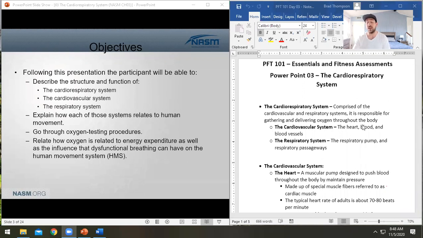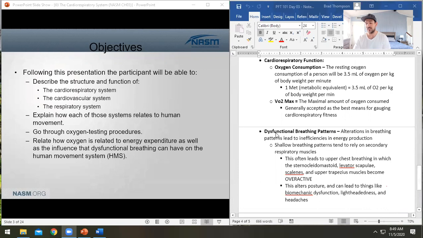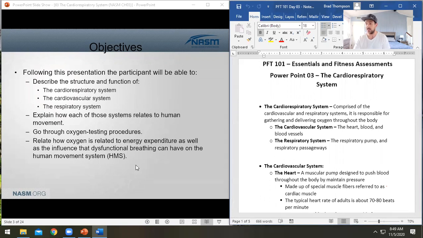And we're also going to talk about how breathing patterns can be related to human movement. We'll very briefly, just at the very end, discuss how dysfunctional breathing patterns can alter your posture, and that can lead to all kinds of different problems. So we'll be looking at that as well.